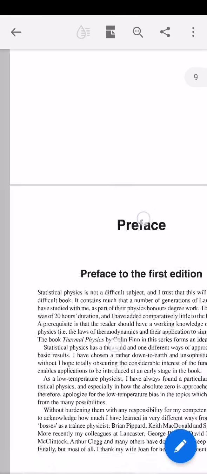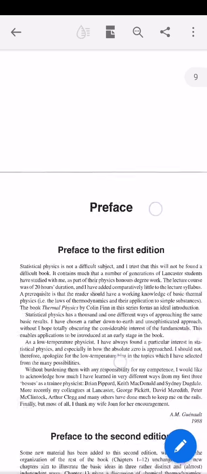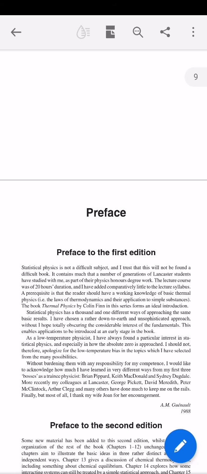Now the preface. One of the things I like about the preface is that he's a professor from Lancaster University, and I've spent a lot of time at Lancaster, and the library is lovely and large. And on statistical physics, he says it's not a difficult subject, but I do think it is very difficult because you need to have an understanding of the first order and the second order decay rate equations. And he says that I trust that it will not be found a difficult book, which it will be, in my opinion.